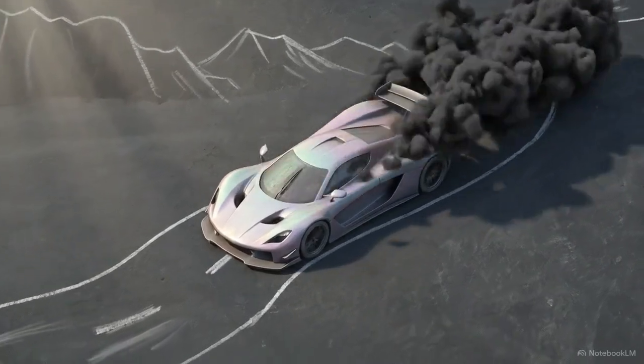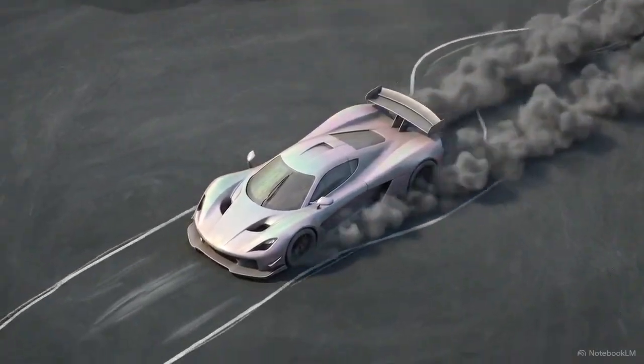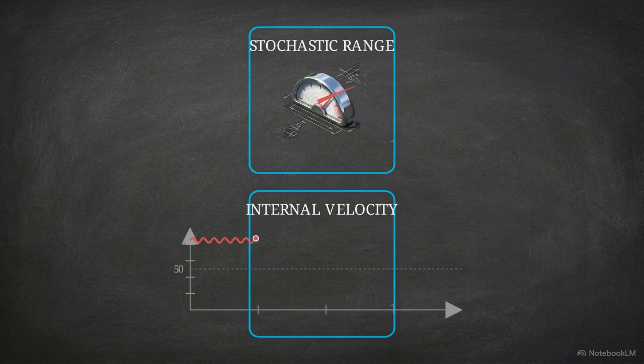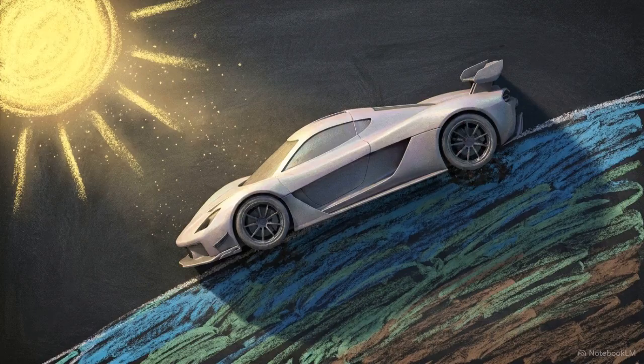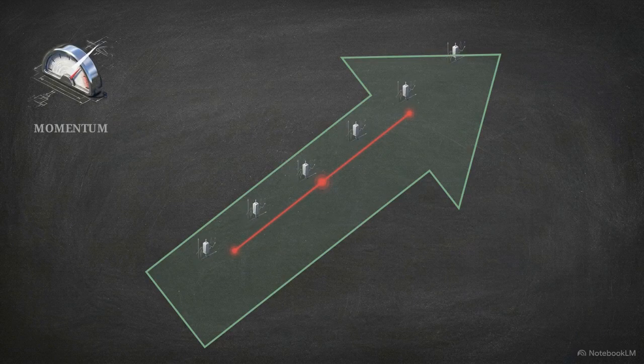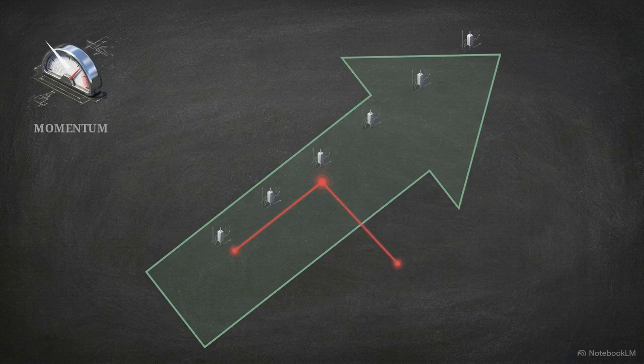The asset is still technically climbing the hill, but the internal velocity measured by RSI, or the range-pushing capability measured by stochastics, is rapidly decaying. The engine is failing before the car stops rolling. Divergence demonstrates that standard threshold crosses are secondary. The signal reveals when the internal momentum of a move has already shifted, even as the visual price trend continues to climb.